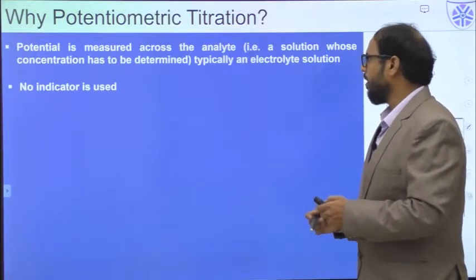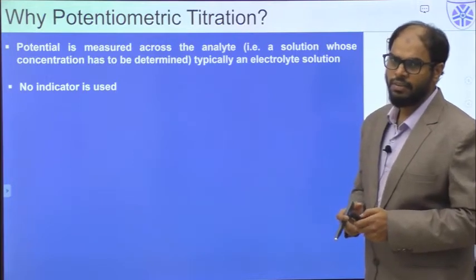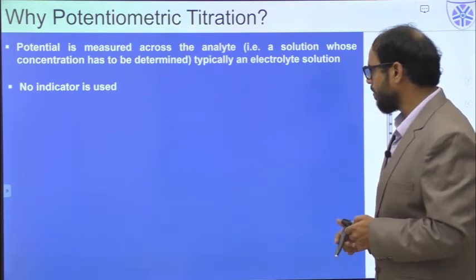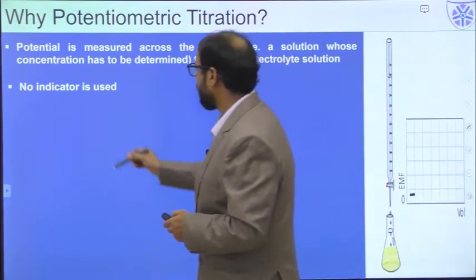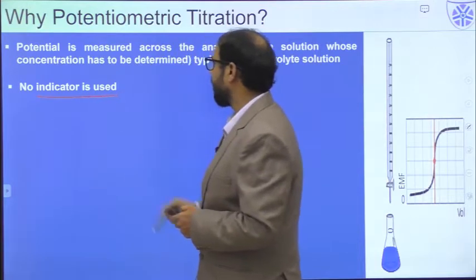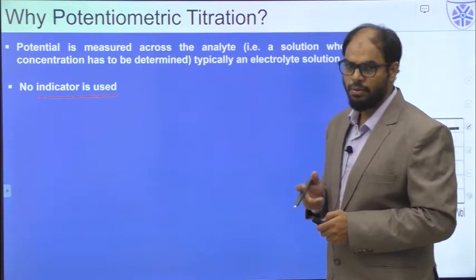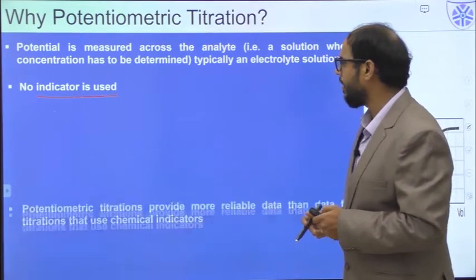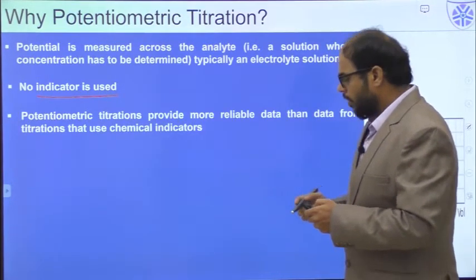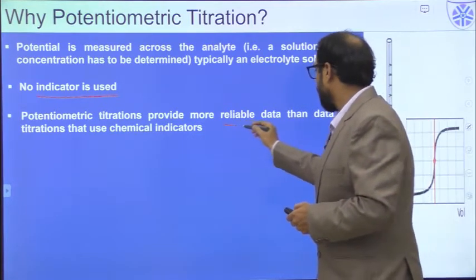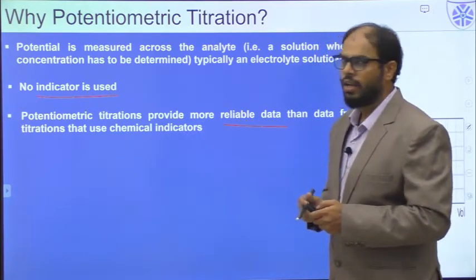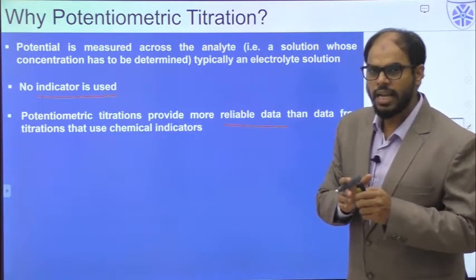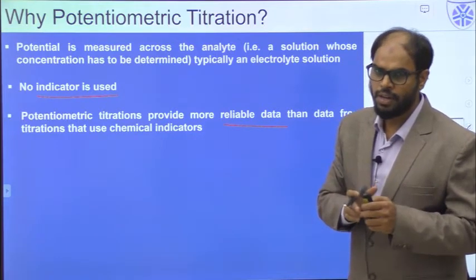Why do we require the potentiometric titration? What is the need for which we have to use this potentiometric titration? The first important point is that we don't have to use an indicator for this potentiometric titration. As compared to any volumetric titration, this potentiometric titration does not require the use of an indicator. And the potentiometric titration provides more reliable data when compared to the conventional indicators. The data is so reliable that we get the exact endpoint from the first order derivative as well as the second order derivative titration curves.